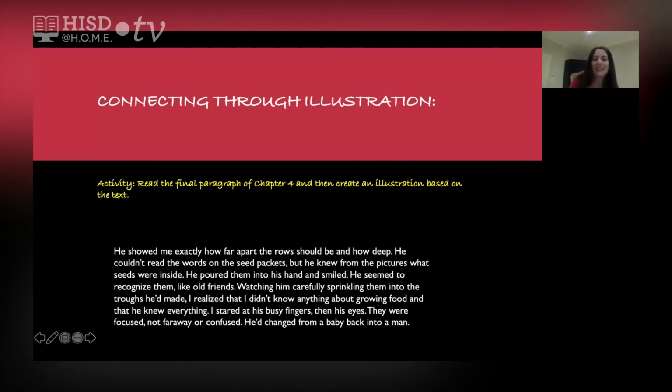Okay, connecting through illustration. Here's another activity for us. Read the final paragraph of chapter 4 and then create an illustration based on the text. So we're going to finish today's lesson with a fun opportunity to illustrate. We're going to read the final paragraph and then create an illustration just based on this last paragraph, this text.